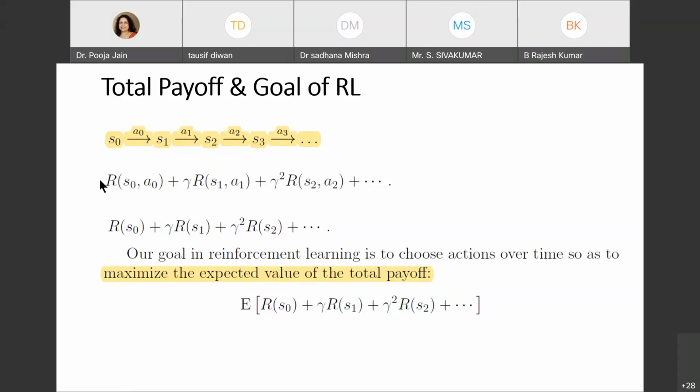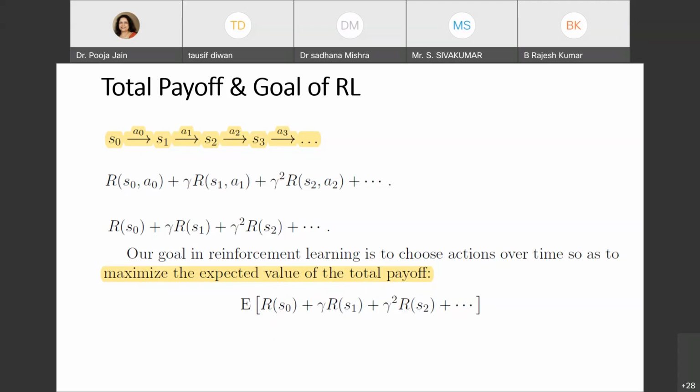Fine. See here, what is happening with the discount factor gamma? Here the power of gamma is 0. Here the power of gamma is 1. Here the power of gamma is 2. Based on this, what you can conclude? This is known as the final reward that is getting generated. And if we take the expected value of this, it is nothing but the total payoff. We want to maximize this entire expression: maximize the expected value of total payoff. This is our aim.